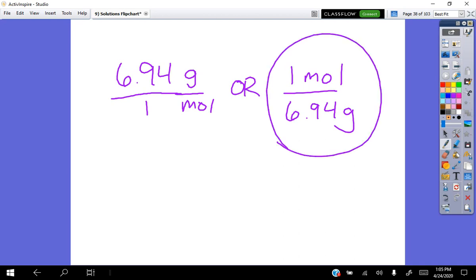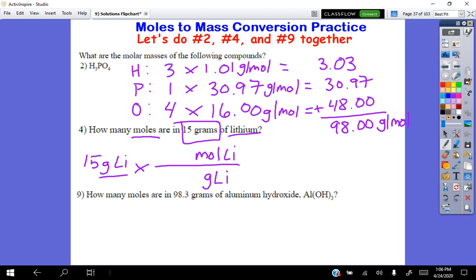This particular fraction has grams on the bottom and allows us to convert between grams and moles. So I'm going to put that information on the bottom, 6.94 grams of lithium and 1 mole of lithium on top. Now I want you to pay attention very carefully here. The grams in this problem is specific to lithium.